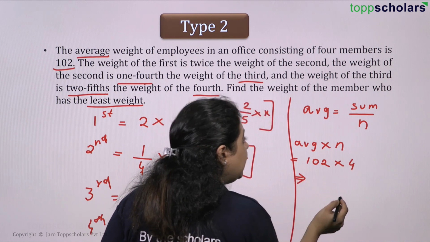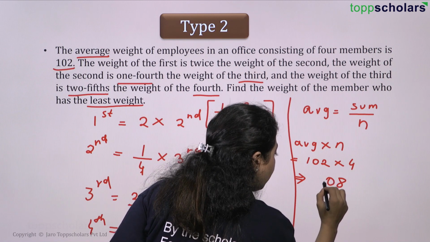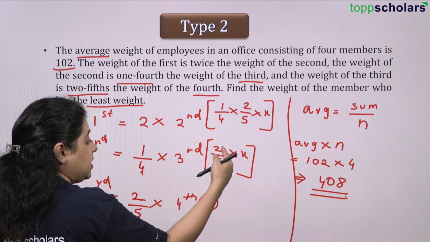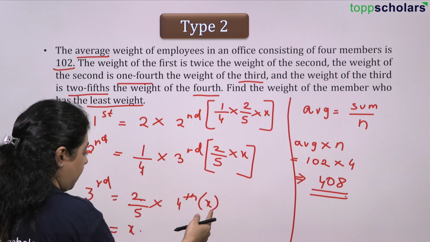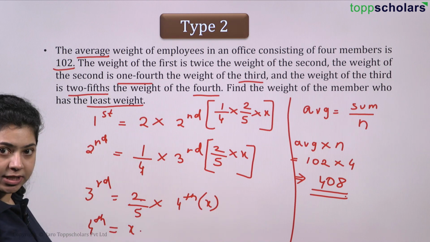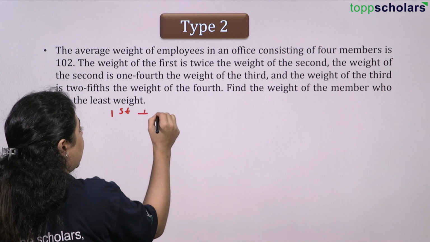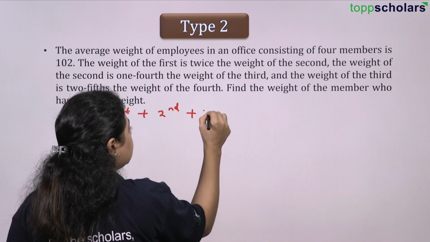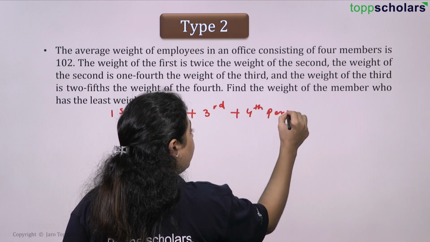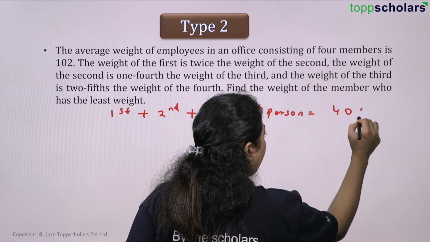So, we understand the sum of all the 4 people will be 408. That is, the addition of the first person plus the second person plus the third person plus the fourth person should be equal to 408. Okay? So, how do we do it? First person plus the second person plus the third person plus the fourth person, the weight in total is 408.